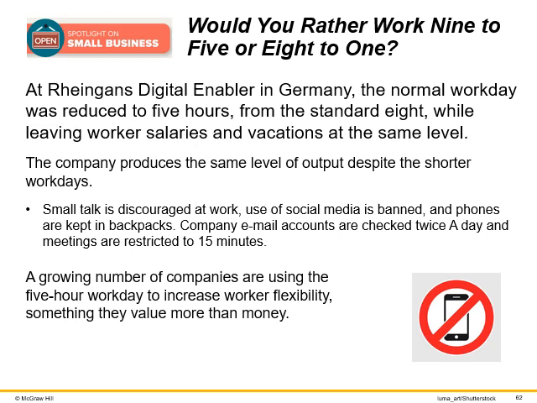I'm not going to go into details on this particular slide, but if you want to pause and read through it, it's great. But basically it talks about, would you rather work 9 to 5 or 8 to 1? And it talks about this company, Reinigen's Digital Enabler in Germany, how they reduced their hours to 5 hours from the standard 8. So it's worth reading about just to get an idea of how other companies or organizations work with their employees to not only build their performance and their satisfaction with their job, but also makes their company more profitable.